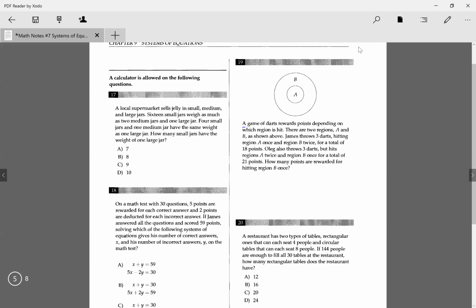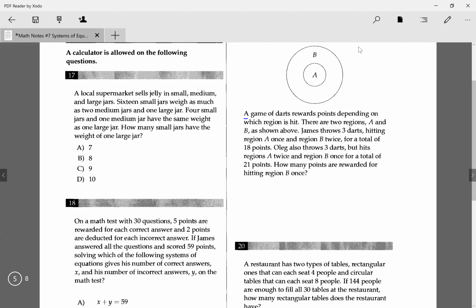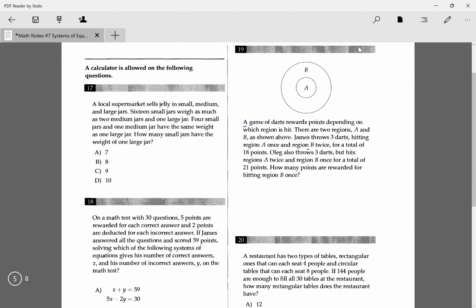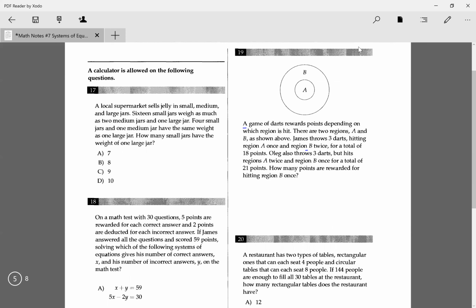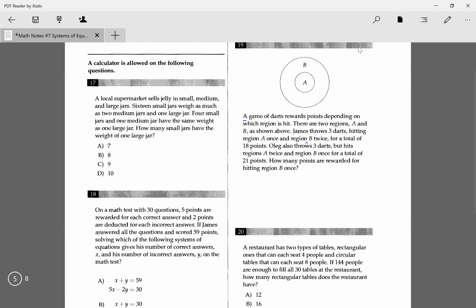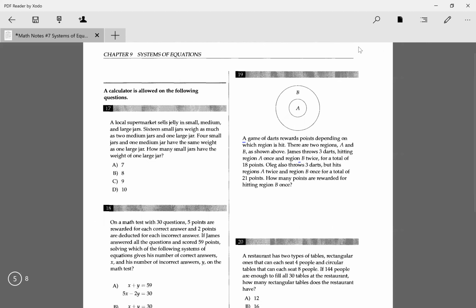So we have James, he throws 3 darts. So that means A plus B equals 3. Actually, no, never mind. My bad. So A plus B equals 3, right, for James. But he hits region A once and region B twice. So I meant X plus B. My bad, my bad. Sorry, no. Okay, just ignore what I just said. Stop. Okay, rewind.